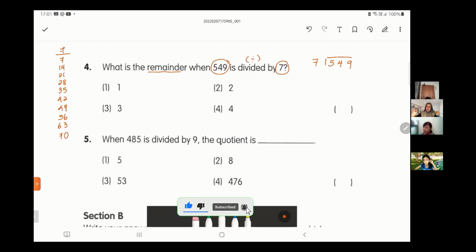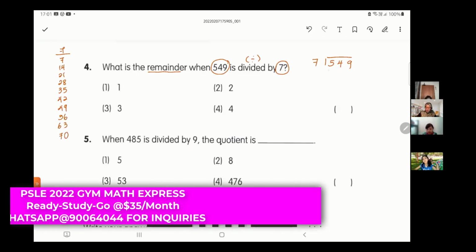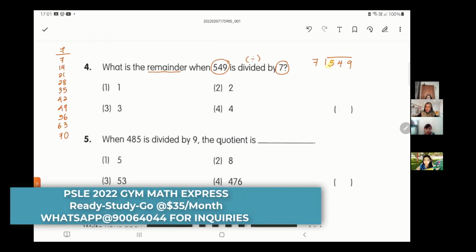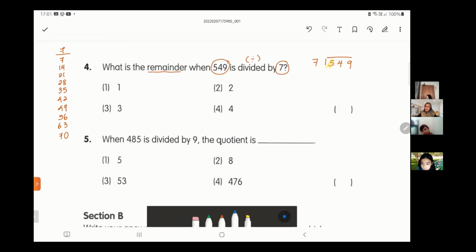Like that. So now we look at the first digit, which is digit number 5. Can 5 be divided by 7? 5 is smaller than 7, cannot. Put a 0 on top. Then we look at 54. Is there a 54 in times table 7? Let's look. Don't have. The nearest is 49, right? So what times 7 gives you 49? This is 7 times 7. Gives me 49. So 7 on top. Minus. Understand so far?